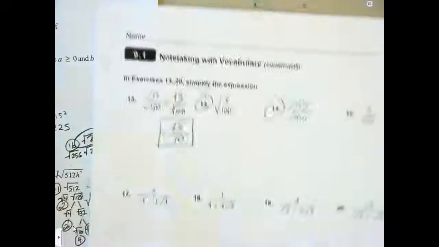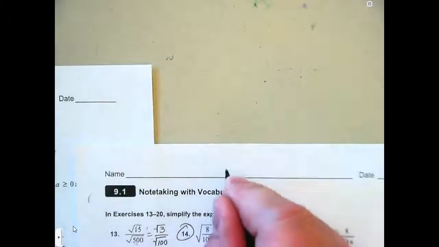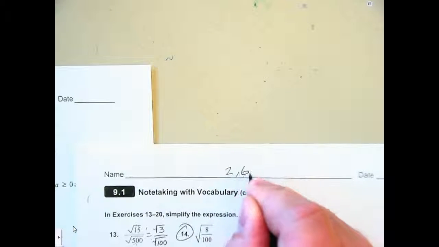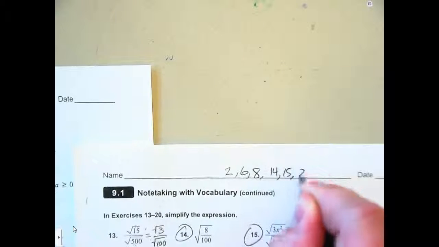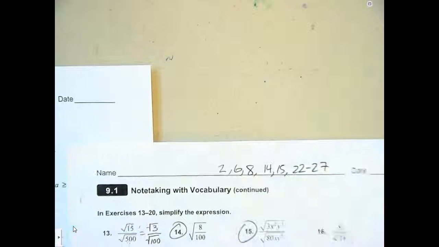I'll write it down for those of you who didn't get it. 2, 6, 8, 14, 15, 22 through 27. That whole section right there. There you go.